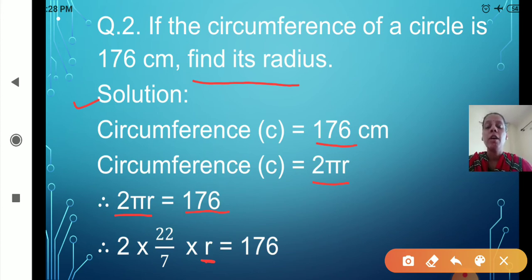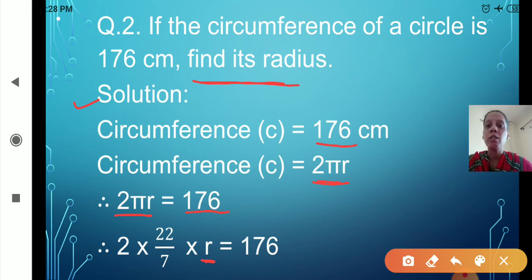Circumference is given, we have to find out the radius. So we will use the formula C is equal to 2 pi r. Circumference is equal to 2 pi r, because we have to find the radius. We will not use the formula pi d. Why? Because only when we have to find the diameter will we use the formula pi d. But in the question they asked to find only the radius, so we will use the formula 2 pi r.